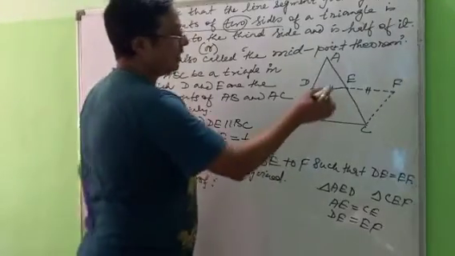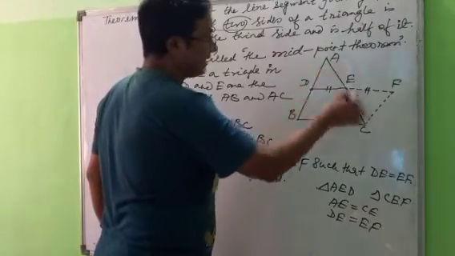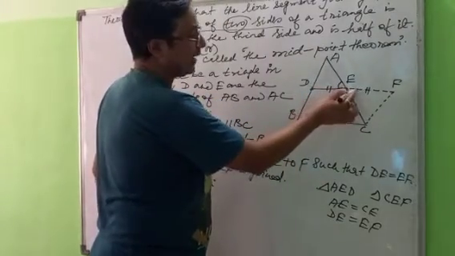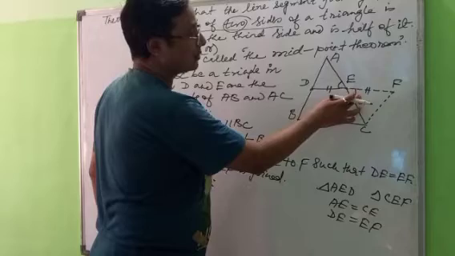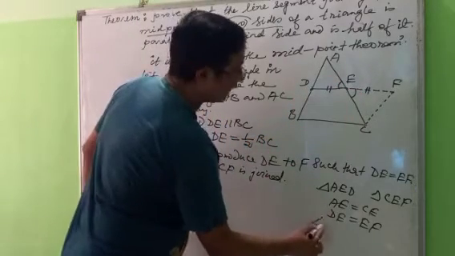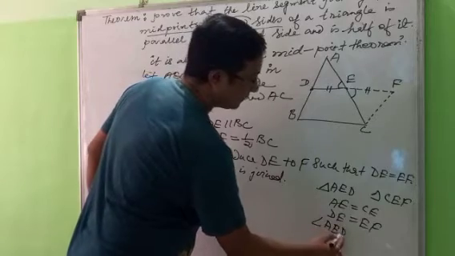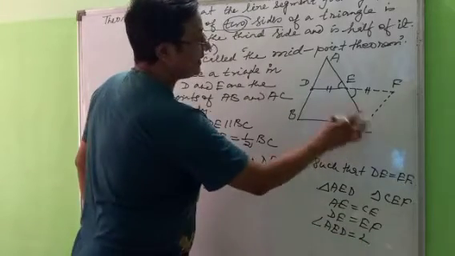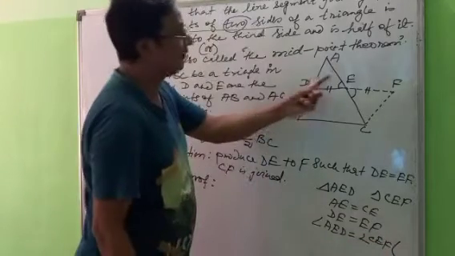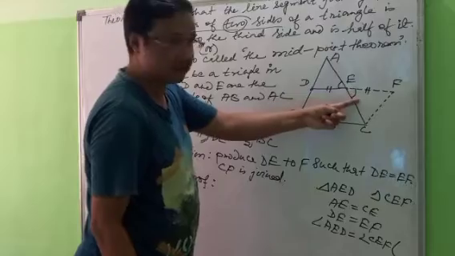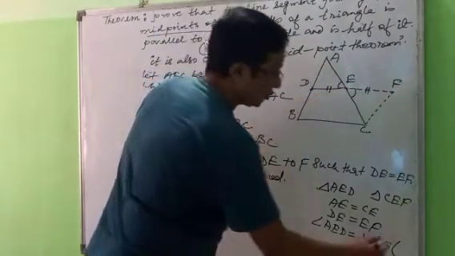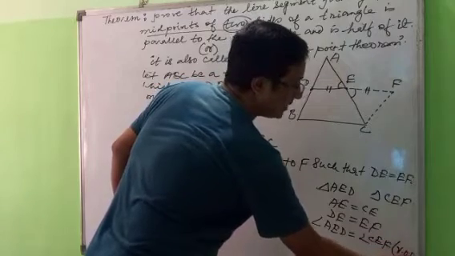And then these two line segments AC and DF meet at point E. That is why these two angles form a pair of vertically opposite angles, so these two angles are equal. So you will get angle AED equals to angle CEF. This is due to vertically opposite angles, because line segments AC and DF meet at point E.